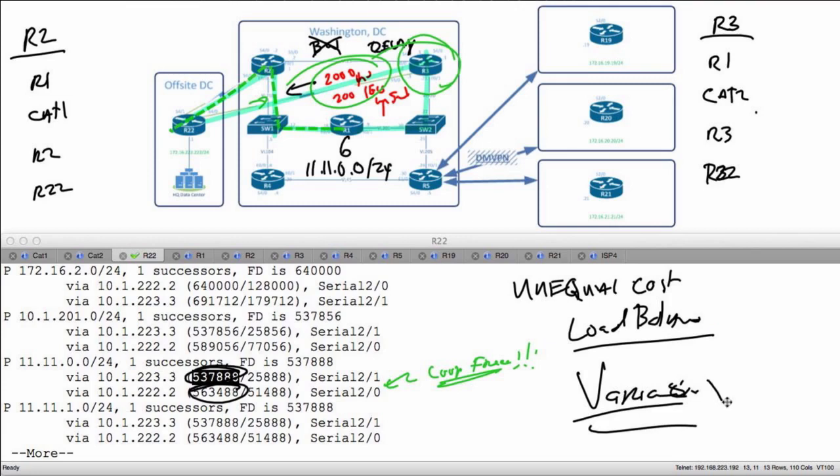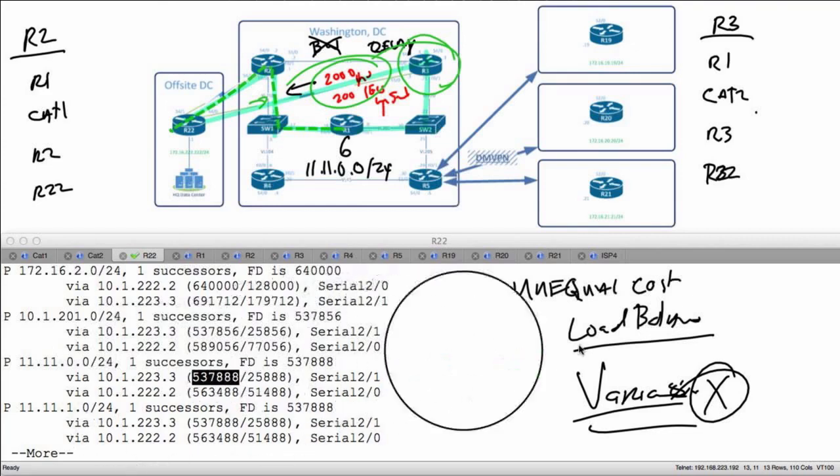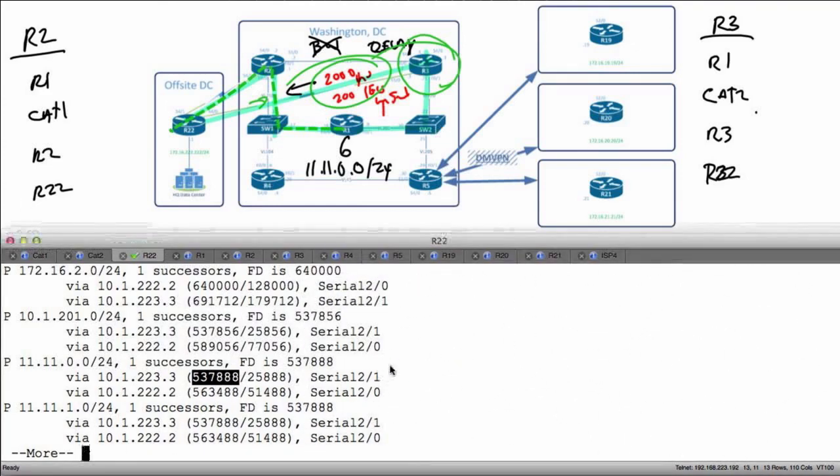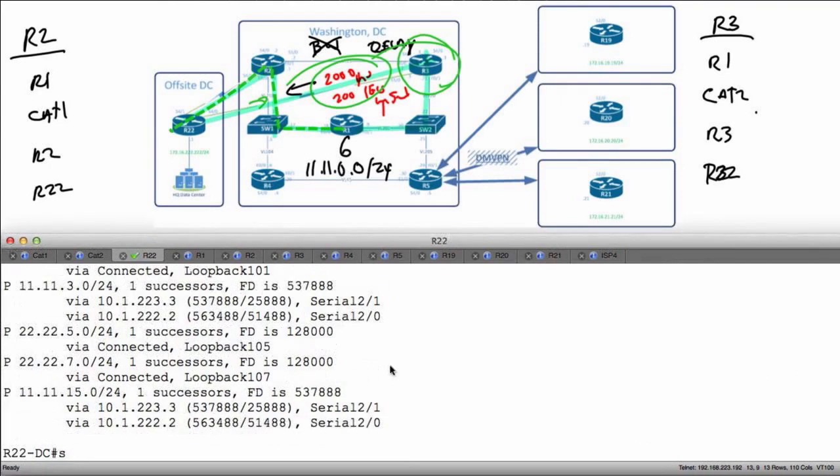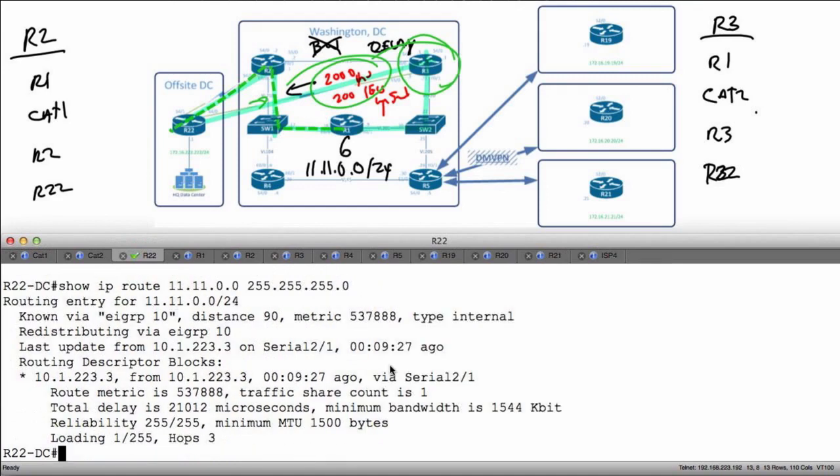Variance allows me to define a coefficient, a numeric value. And what it's going to say is, how many times worse can a metric be before I use it for load sharing? So if I say 2, that means this value right here could be twice as bad as this one, and we would still implement it. So if I want to do load sharing in an unequal cost fashion, let's take a look at the prefix. So show ip route 11.11.0.0/24, and notice I have only the one prefix, and my share count here is 1.